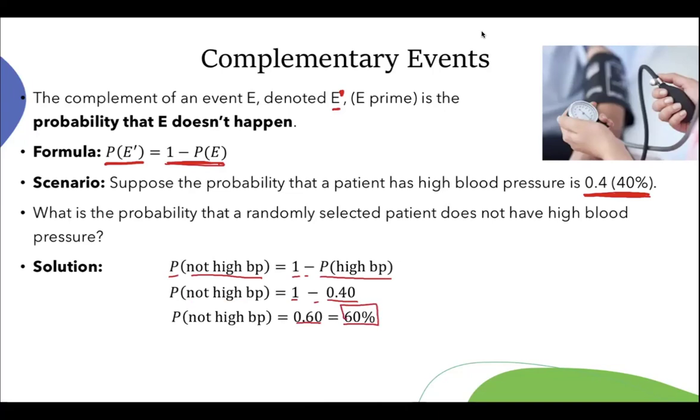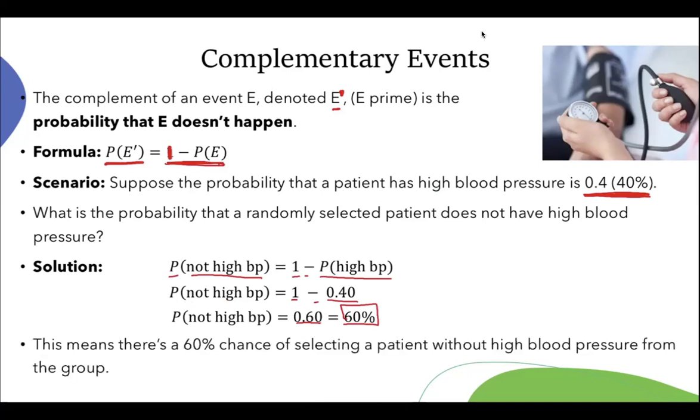Complementary events: you're subtracting from 100 if you're dealing with percents, or subtracting from the number 1 if you're working with decimals. So in this case, there is a 60% chance of selecting a patient without high blood pressure from the group.